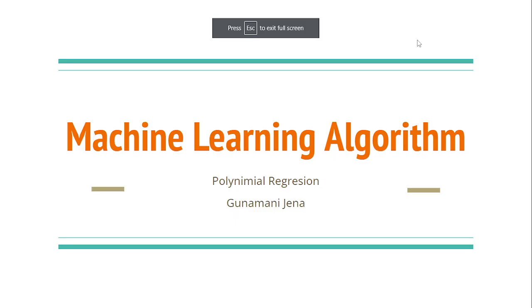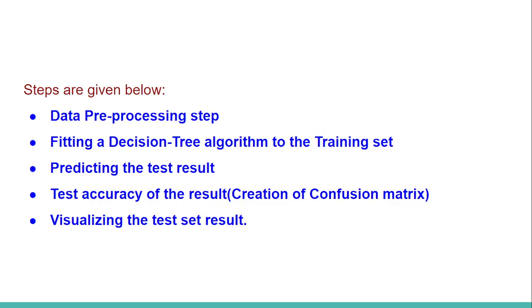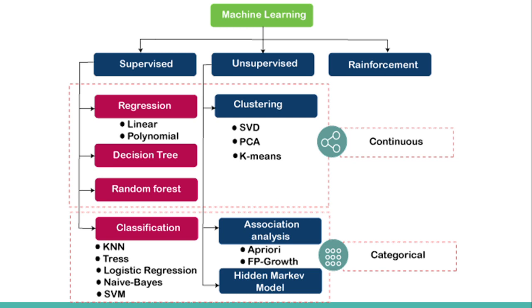The first was the simple machine learning algorithm, that is the simple linear regression. In the next video we went for the multiple linear regression. We will have a number of regressions like this. Let us see what are the different types of machine learning algorithms available.